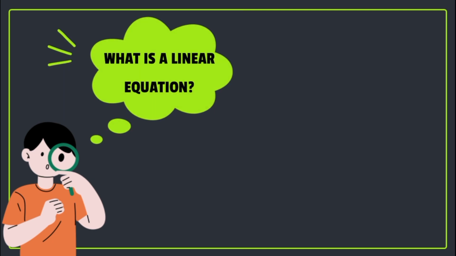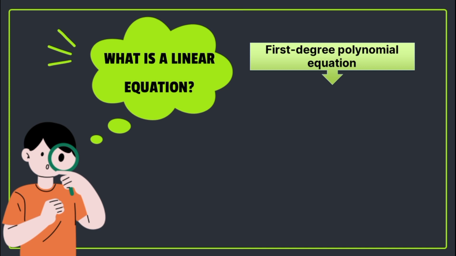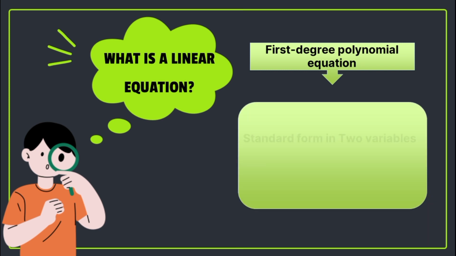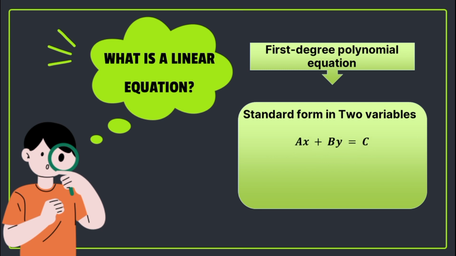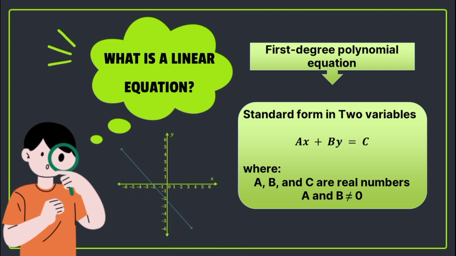What is a linear equation? A first-degree polynomial equation in 2 variables is said to be a linear equation. A linear equation in 2 variables can be written in the form ax + by = c, where a, b, and c are real numbers, and a and b are not equal to 0. The graph of a linear equation is a line. It can be drawn in the coordinate plane using different methods.